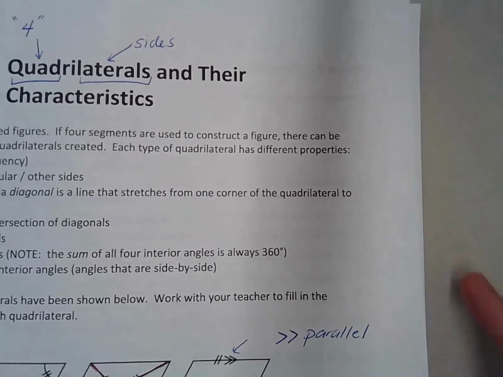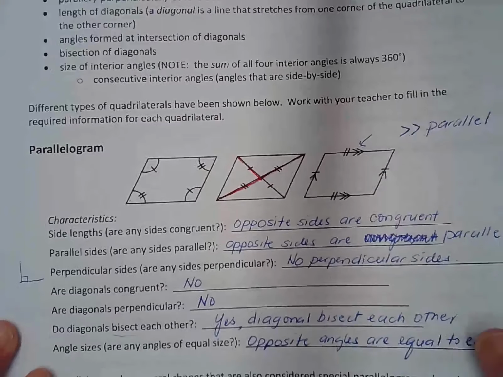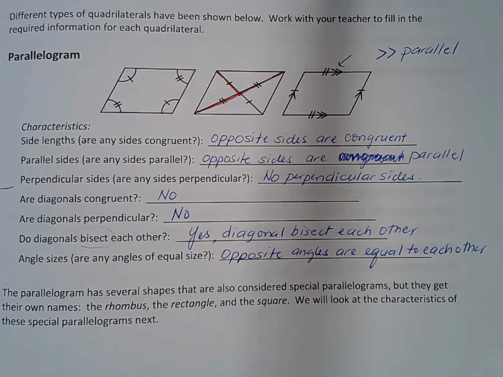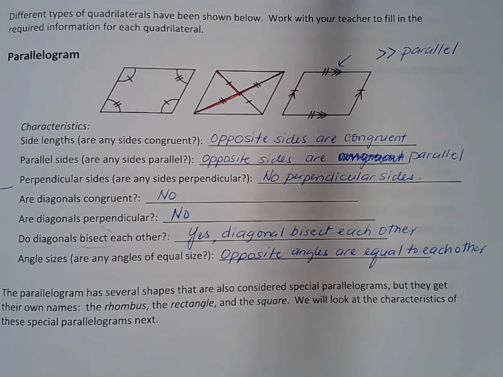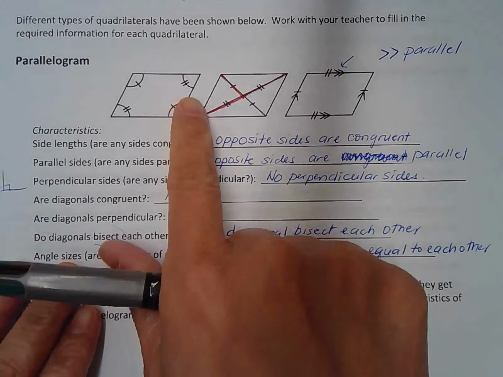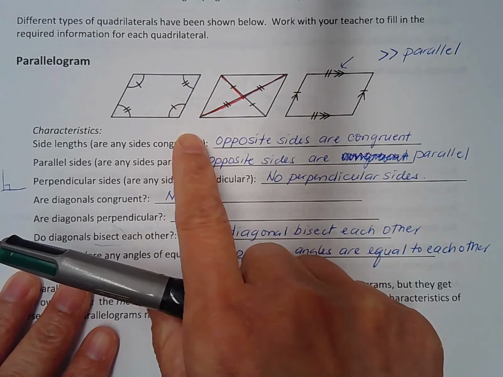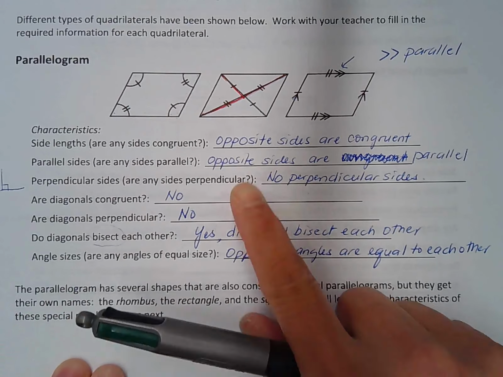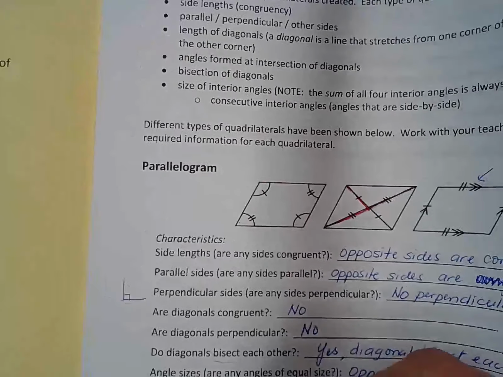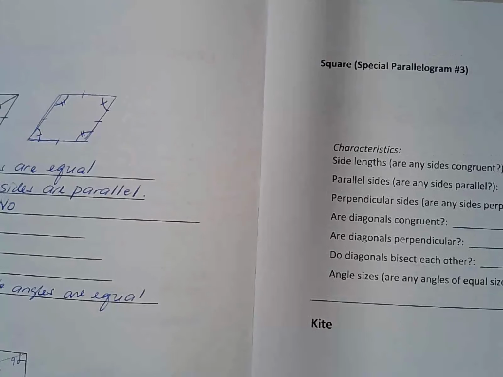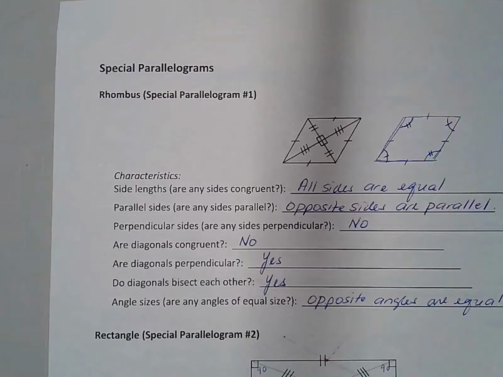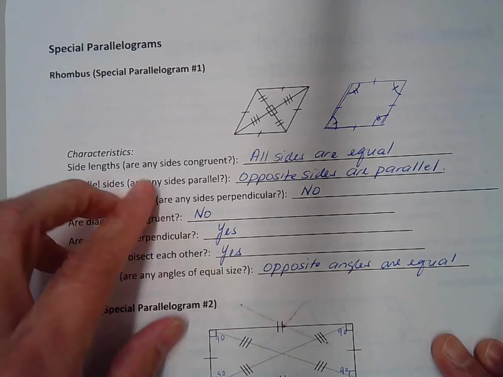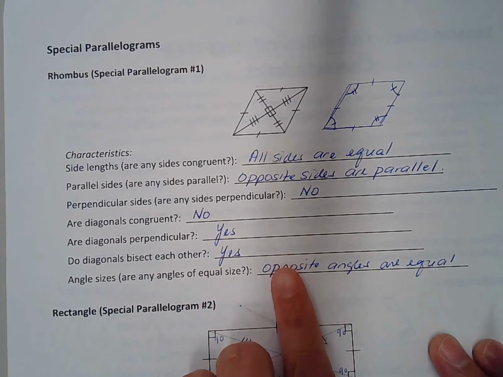Just to refresh our memory, and like I said, I will post all of these on the blog as soon as we're completely done with lesson 1. The first one that we talked about is a parallelogram. These are the characteristics of a parallelogram. And then last time we talked about a rhombus, which is a special parallelogram, and we said these are all its characteristics.